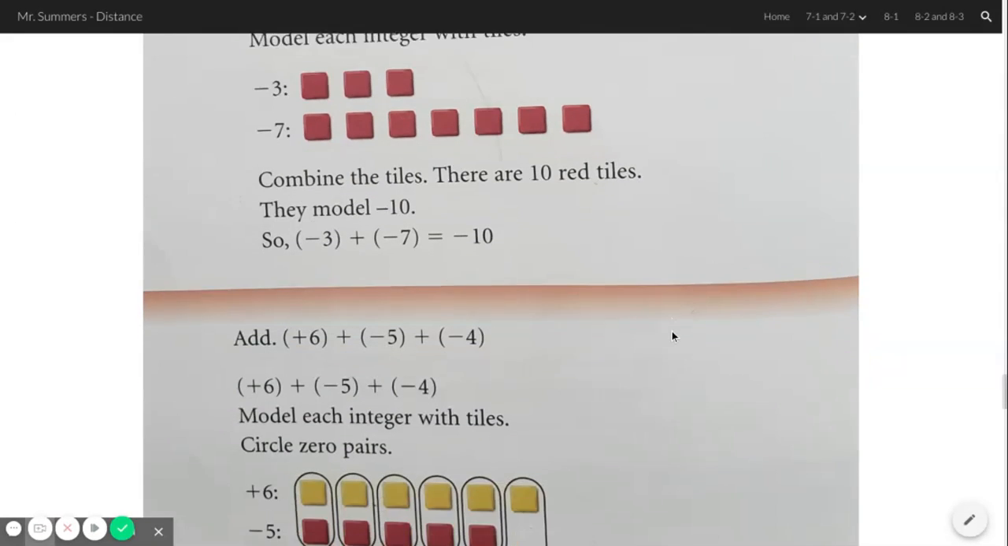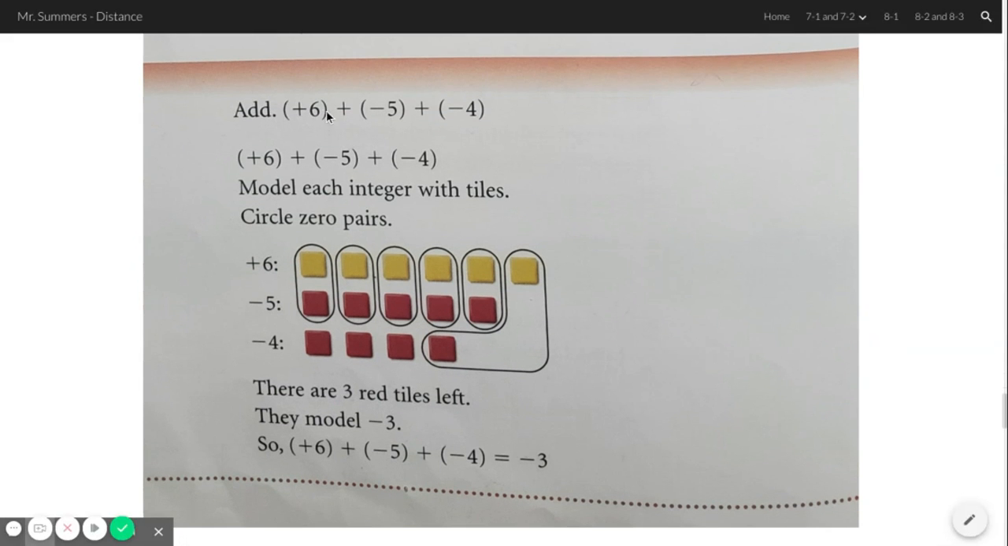Okay, so let's try this again. We're going to add positive 6, and now we're going to add a negative number, and then we're going to add another negative number. I like to think of it in sports. Again, you're playing a soccer match. You score 6 more goals than your opponent in game one. Then you score 5 fewer goals in the next game. Then in the next game, you scored 4 fewer goals, right?